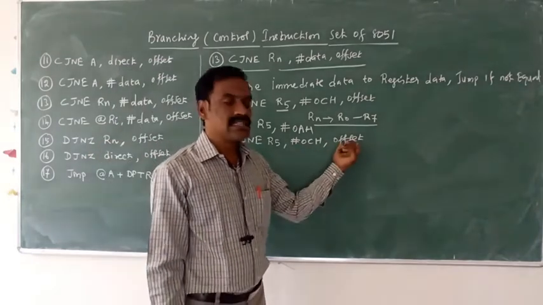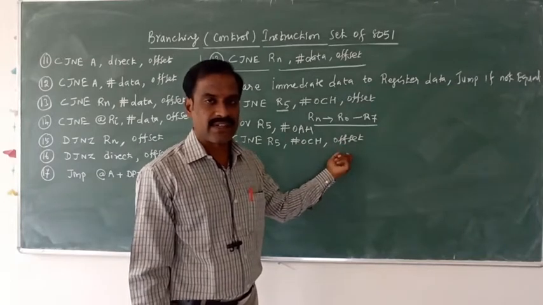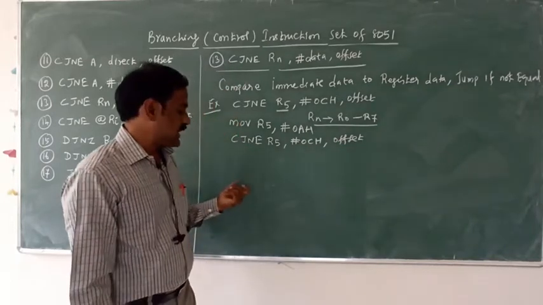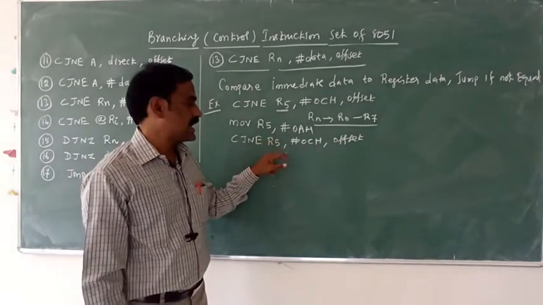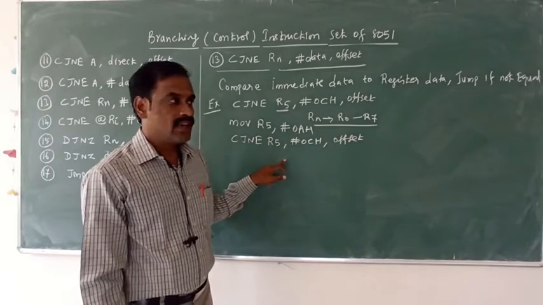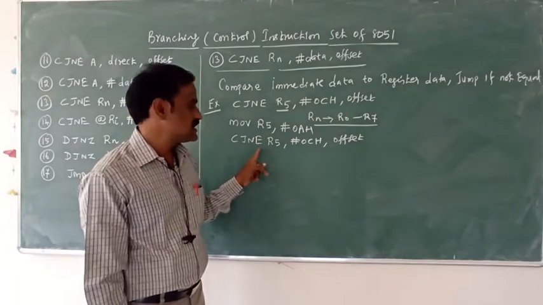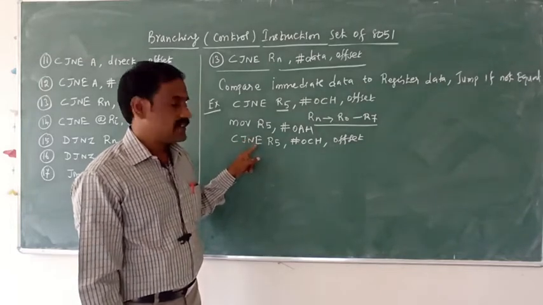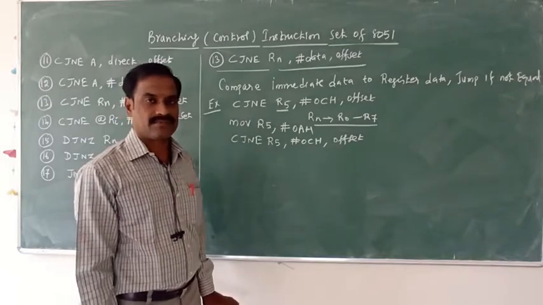Now this address will be moved to the program counter when this condition is satisfied, and the program counter will execute this memory address location data. Suppose both data are the same. This condition will be unsatisfied. Unsatisfied means the program counter will execute the next memory address location data. Okay.